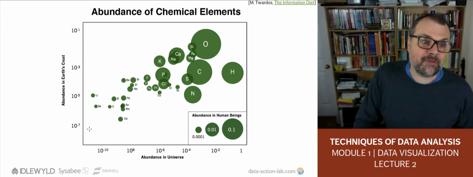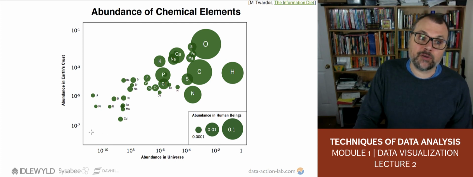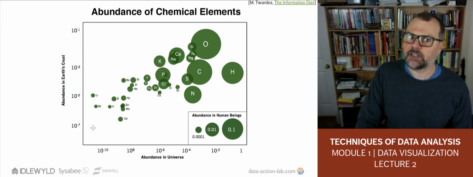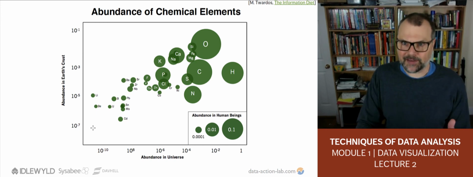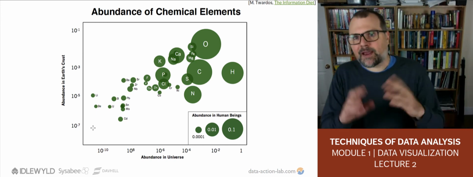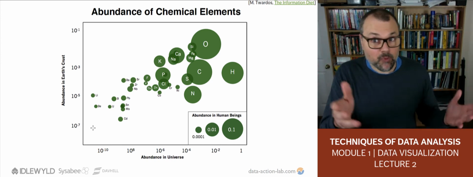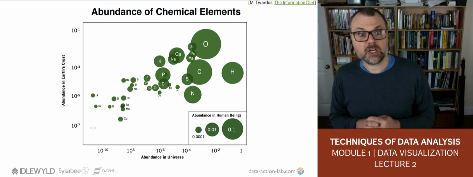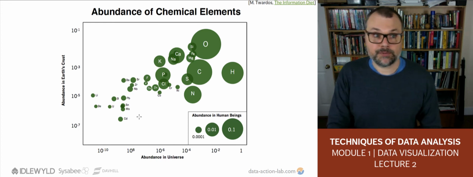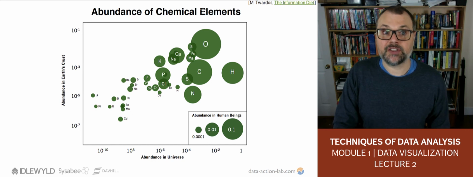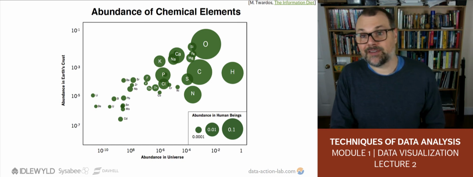At the same time, things that are not very abundant in the universe and abundant in the Earth's crust are unlikely to be very abundant in human beings. And that makes sense. Of course, there are specific elements that buck the trend. Helium, for instance, should be there somewhere. It's the second most common element in the universe. Should be here somewhere, but it's only found in stars.